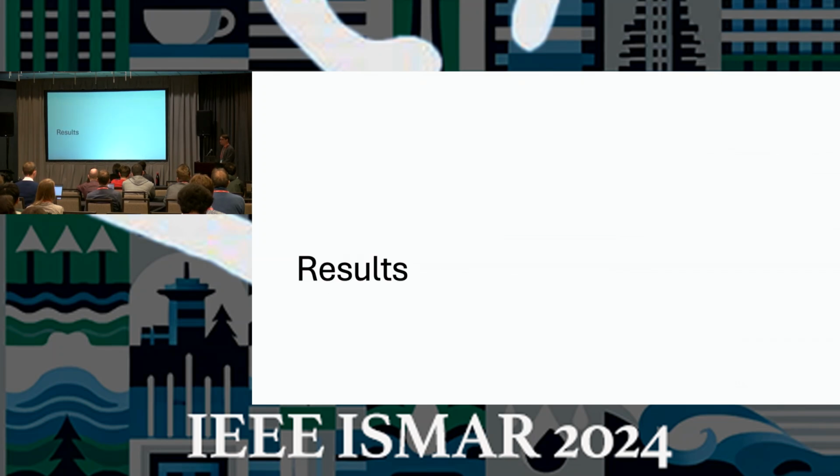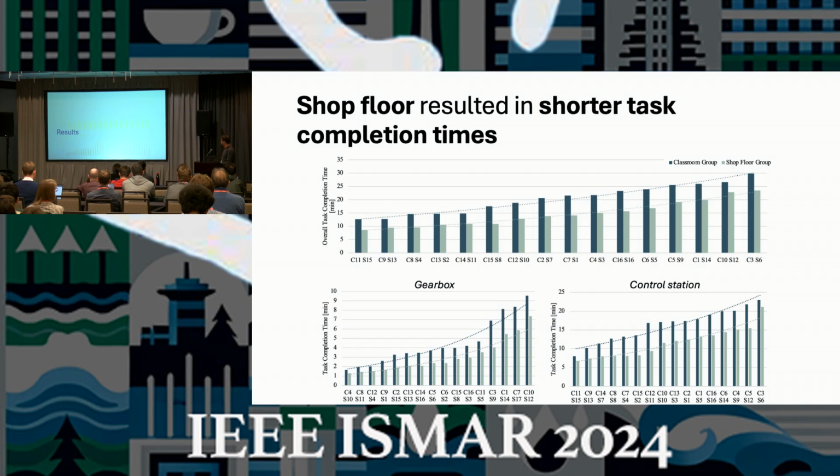Long story short, I want to talk about results quickly because I want to talk about the implications a bit more. In terms of results, shop floor, right? Doing this task on the shop floor resulted in shorter task completion time. So anything I say here is going to be significant. The figure you should look at is the top figure here. It shows task completion time, and we have ranked participants in either condition by performance. Any participant number that starts with a C is from the classroom, and any participant number that starts with an S is from the shop floor. And as you can see, at every possible ranking position, people are doing the task faster on the shop floor.